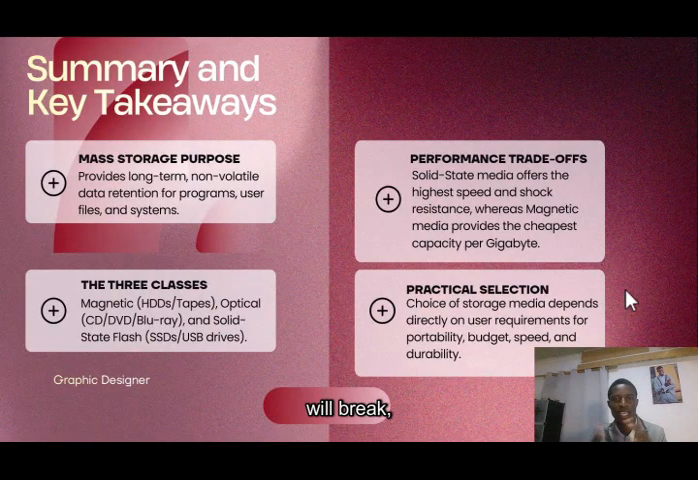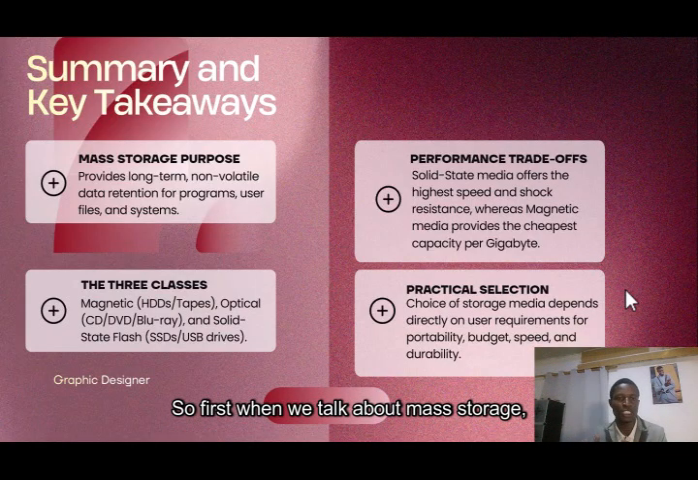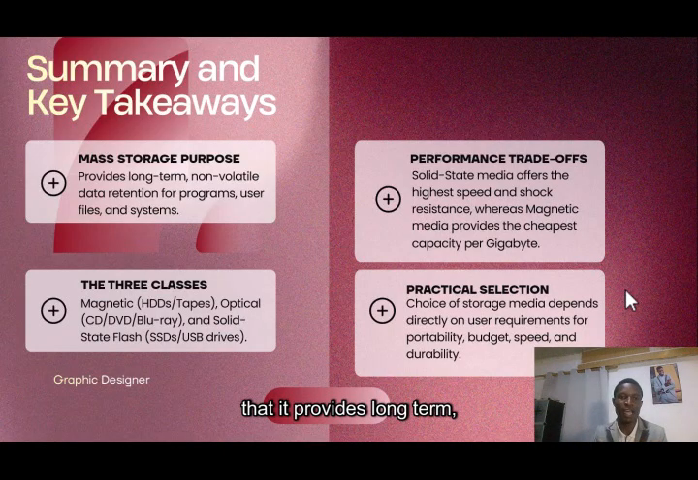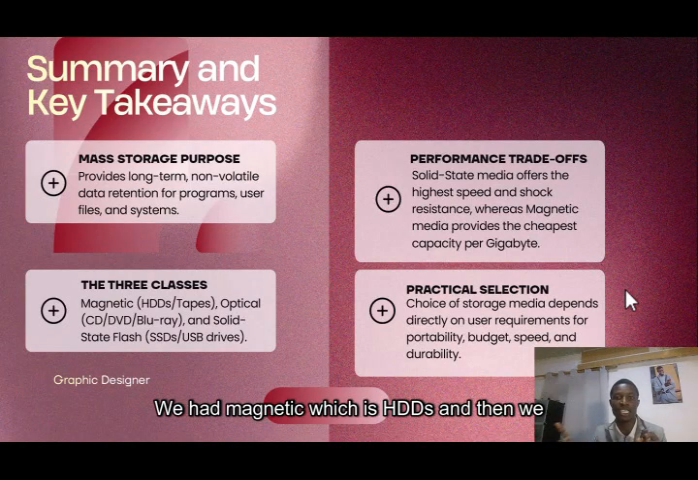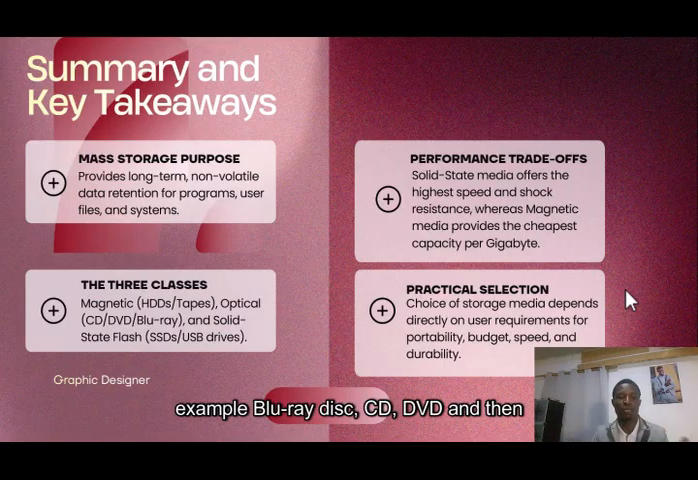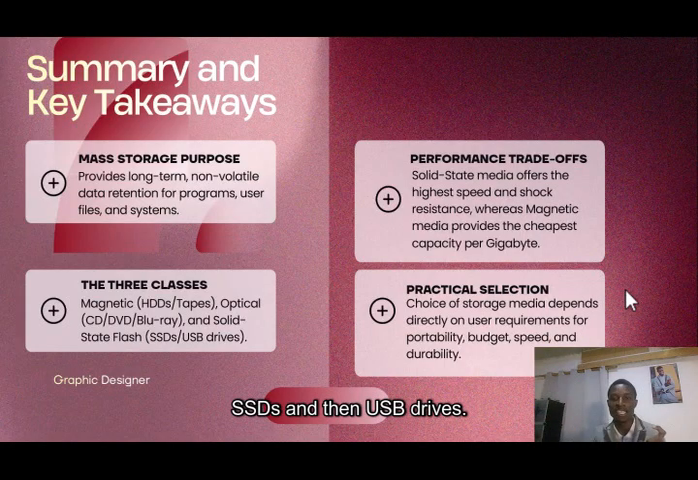Now I want to summarize everything that we did in this chapter. First, we talked about mass storage and its purpose: that it provides long-term storage. They are non-volatile, which means they retain data when the computer shuts down and boots again. They are used to store user files and system files. Then we talked about the three classes of mass storage media. We had magnetic, which is HDDs, then optical, for example Blu-ray discs, CD, DVD, and finally solid state drives, SSDs, and USB drives.